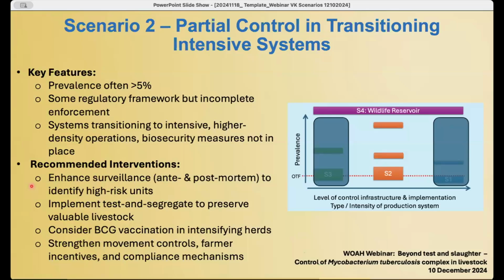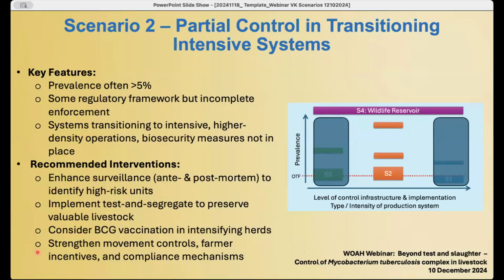and post-mortem, to identify the high-risk units or areas or regions. Clearly, as Dr. Getnet suggested and has long been known, start to implement a test and segregate program, both to preserve valuable livestock and to maintain some ability to, over time, start to reduce prevalence. Clearly, considering BCG vaccination in intensifying herds is looking to be a very strong possibility, particularly given the recent findings on the indirect protection afforded by BCG.